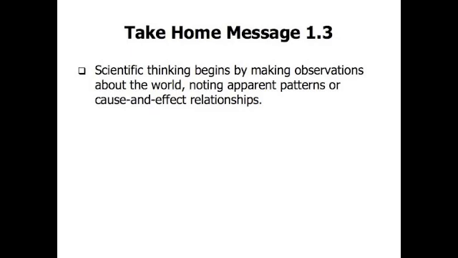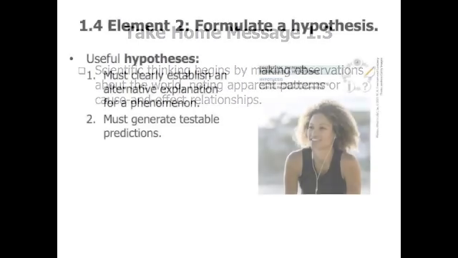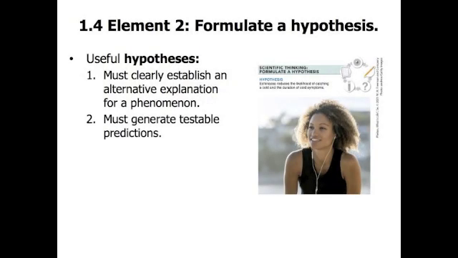And while we're making these observations, we note any apparent patterns or cause and effect relationships. And that brings us to element 2, which is the formulation of hypotheses. So based on observations, we can develop a hypothesis. A hypothesis is a proposed explanation for an observed phenomenon.